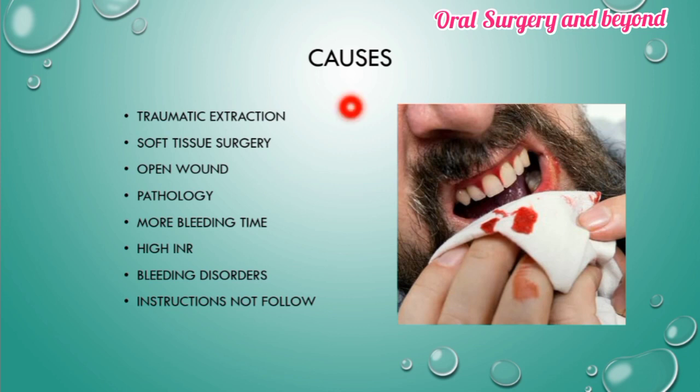Let us see what the main causes of bleeding are. Whenever we do a traumatic procedure in the oral cavity, there is a high chance of bleeding. Traumatic extraction is one of the major reasons for excessive bleeding. Then the soft tissue surgeries: there is a high blood supply to soft tissue pathology, so after surgery we tend to see more blood inside the oral cavity.